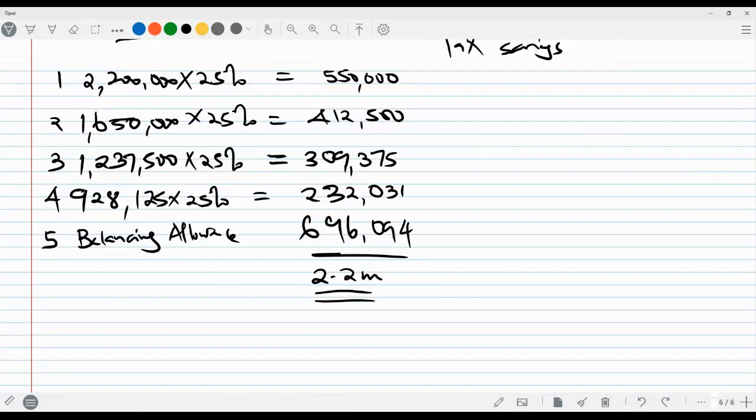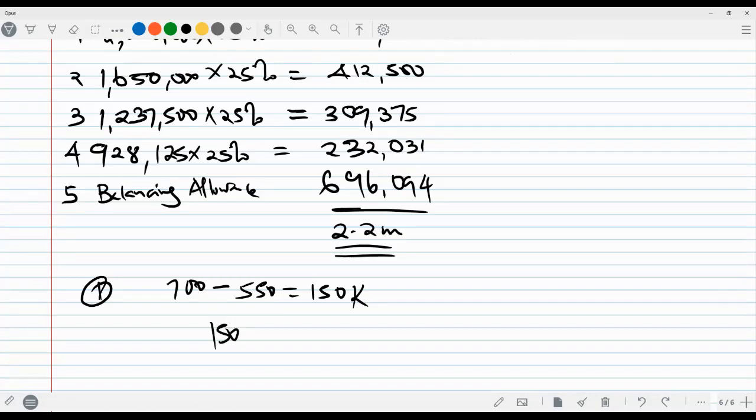The actual tax you're meant to pay in year 1 is equal to 700 minus the allowance given to you, 550. Therefore, the profit that is tax chargeable is 150,000. The tax you're meant to have paid is therefore 150,000 times 30% to give you 45,000. The actual tax you're meant to pay in year 1 is 45,000.